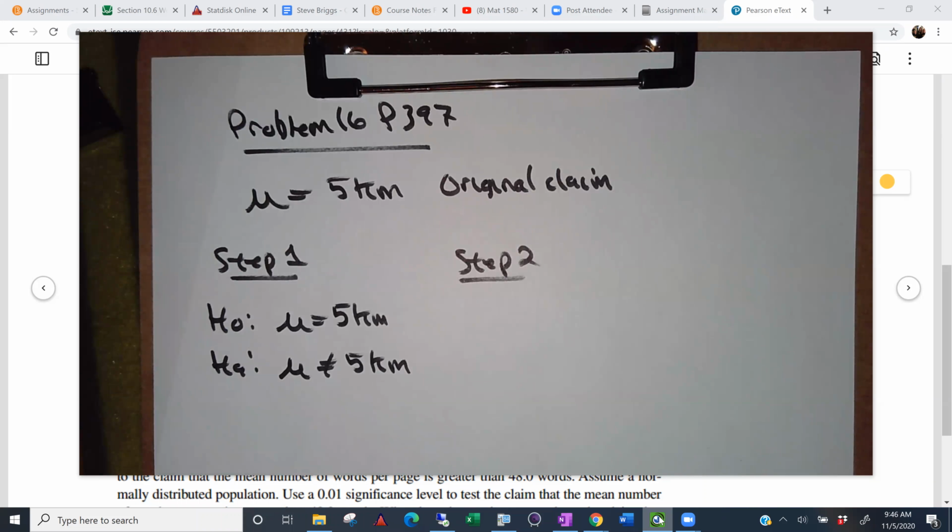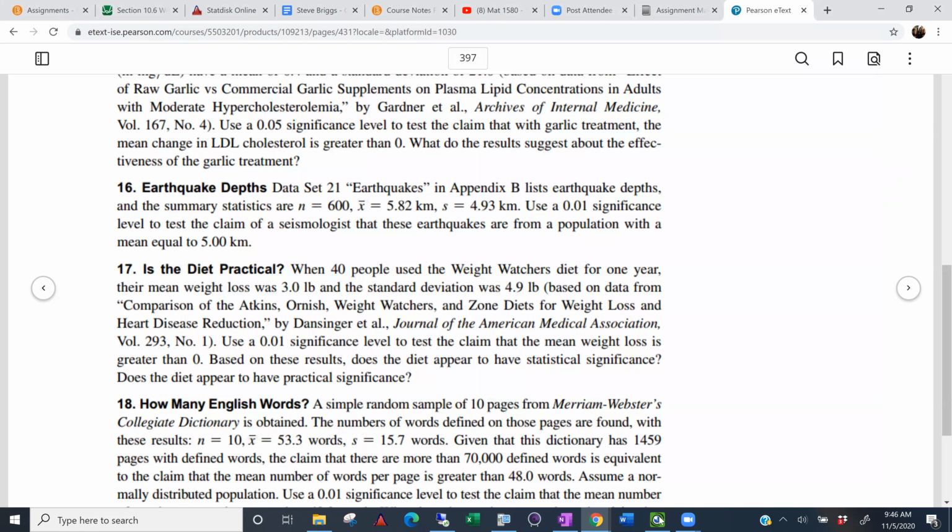Step two is alpha. What's alpha in this case? 0.01. Yeah, 0.01. In case you're wondering where she got that, it's right here. Use a 1% significance level.